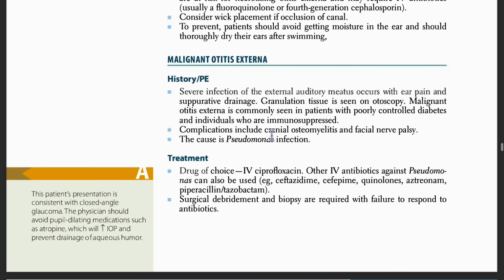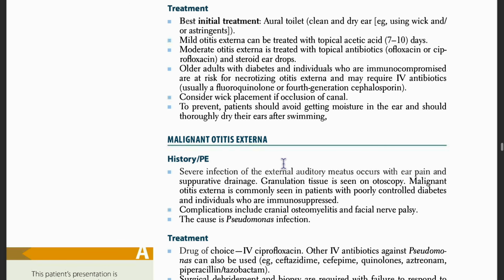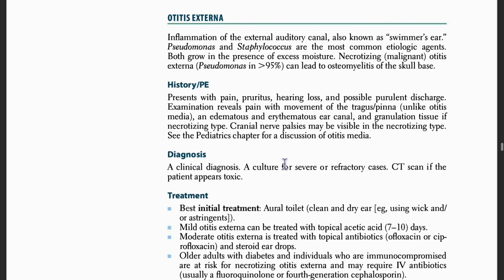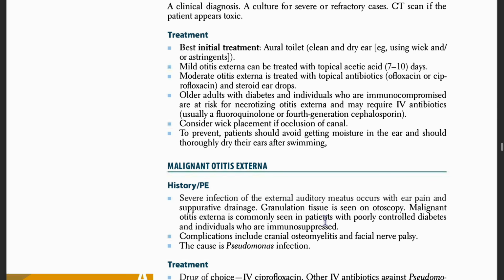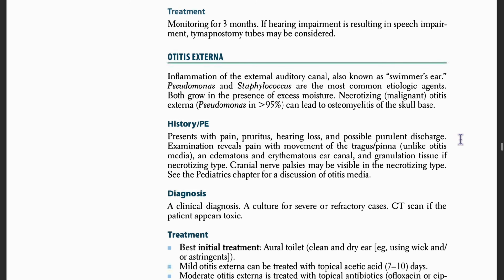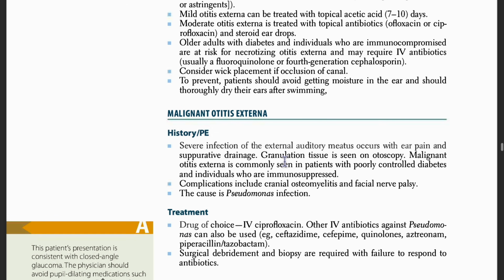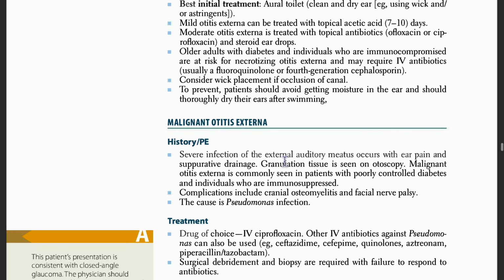And here complications include cranial osteomyelitis and facial nerve palsy. That's also there in that one though. But there's suppuration here, so there's going to be some kind of drainage, and here, oh, there's purulent discharge here as well. Okay, hearing loss as well. I see.